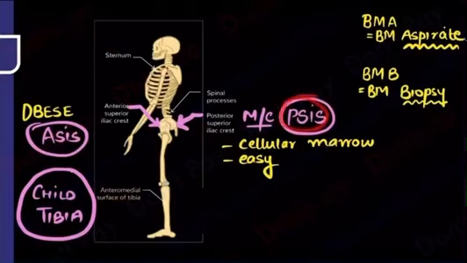Primarily, I will go in for PSIS. If it's an obese individual, I go in for anterior superior iliac spine, and if it's a child, we try to go for the tibia. These are the sites that you have to know for a bone marrow aspirate and a bone marrow biopsy.